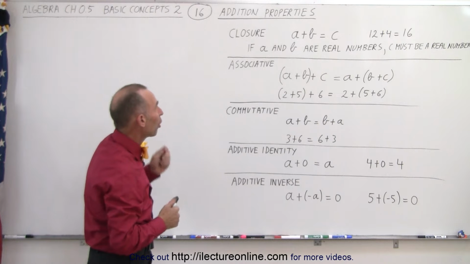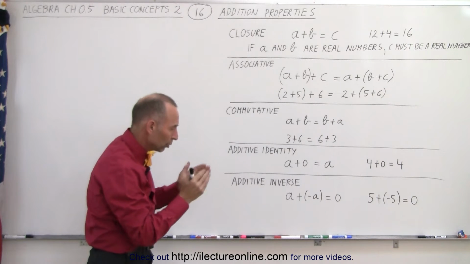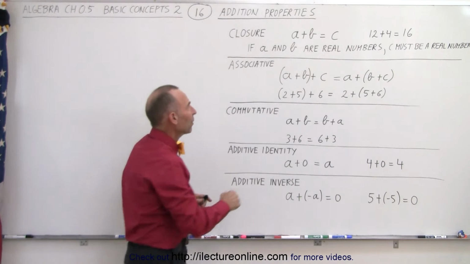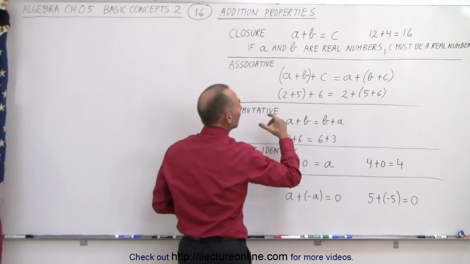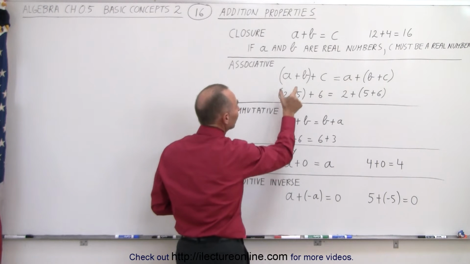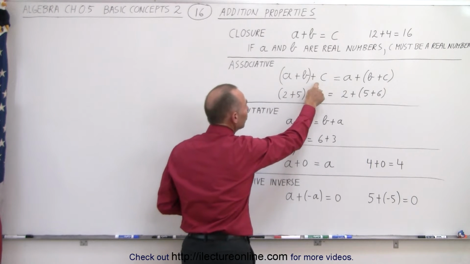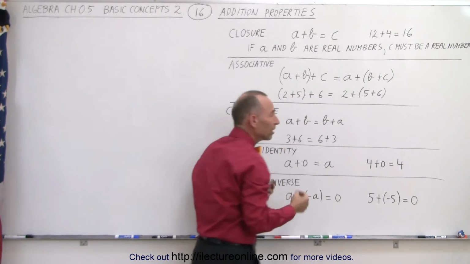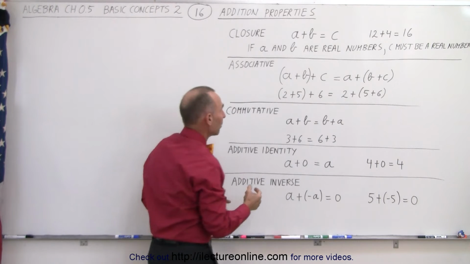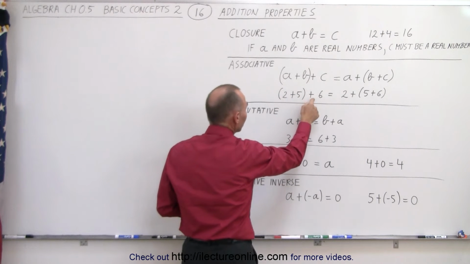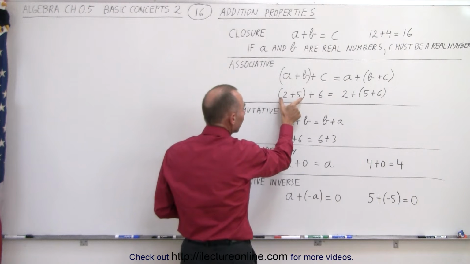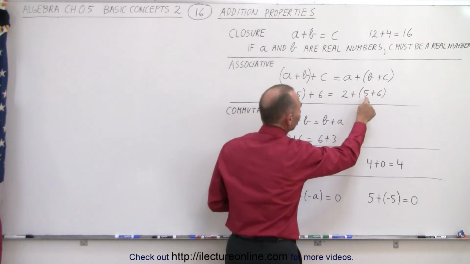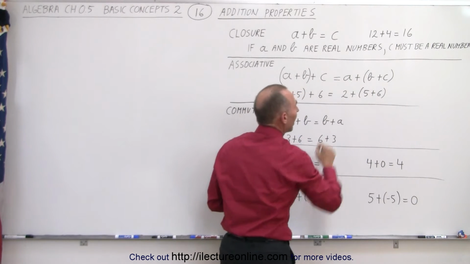The second property is called the associative property. We can associate or group together different parts of the expression. Let's say we have A plus B plus C. The associative property tells us that we can first do A plus B and then add C to it, or we can first add B plus C and then add A to it, and we should get the exact same result. For example, if we have 2 plus 5 plus 6, we can first add 2 plus 5 together and then add 6 to that initial result. Or we can first add 5 plus 6 together and then add the 2 afterwards.